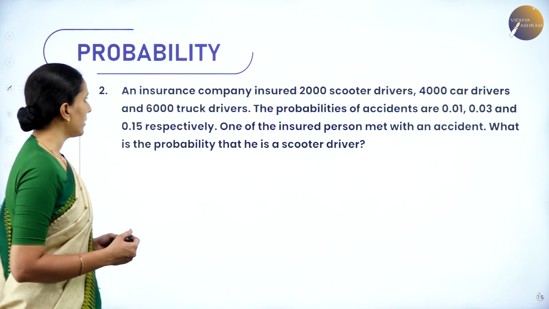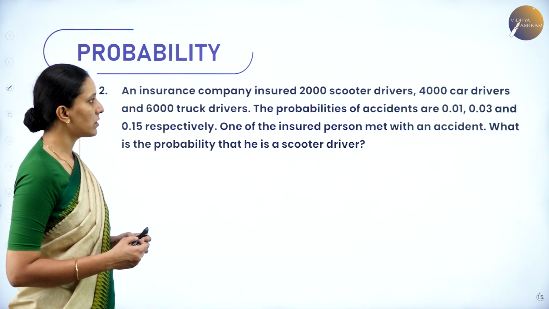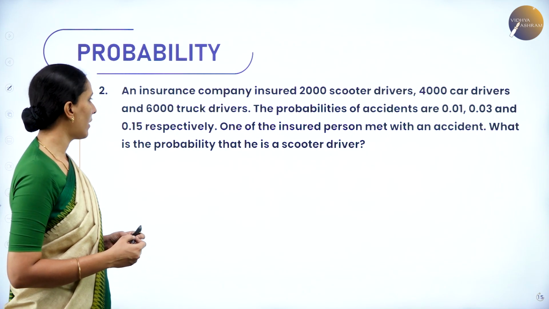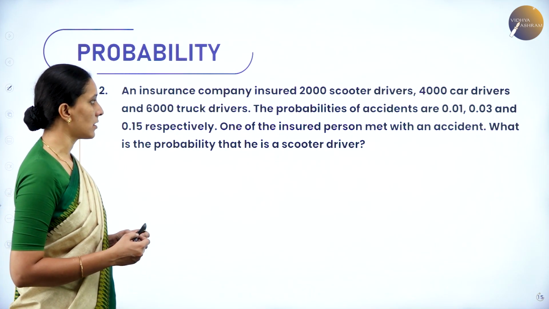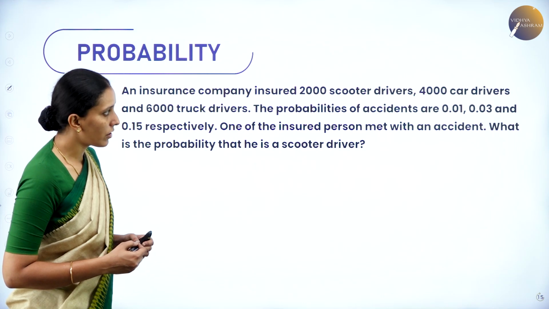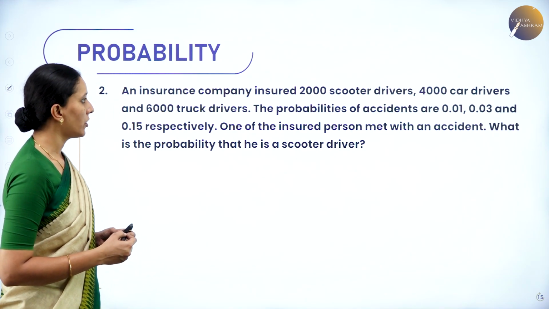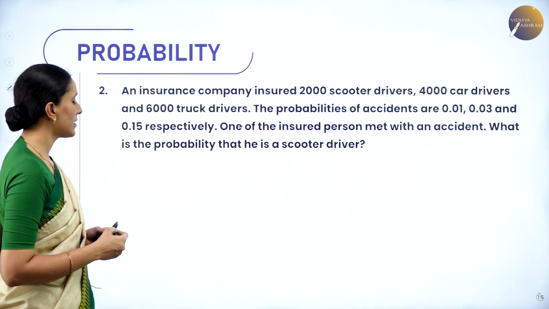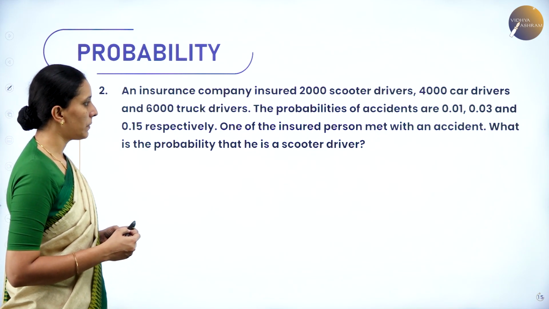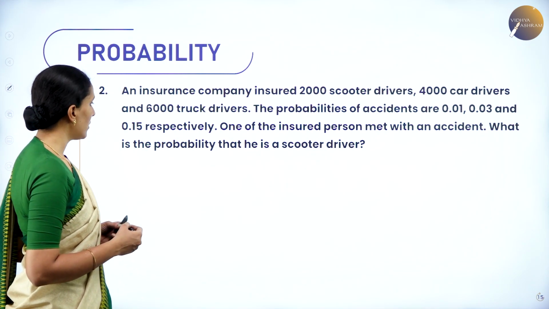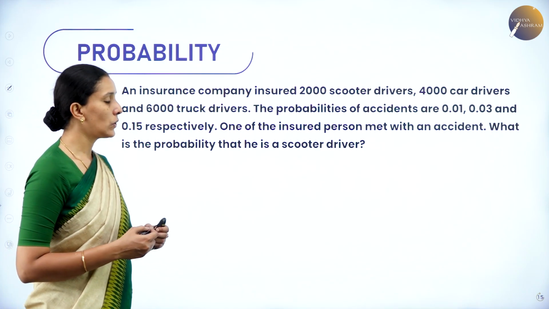Next one, an insurance company insured 2,000 scooter drivers, 4,000 car drivers and 6,000 truck drivers. The probability of accidents are 0.01, 0.03 and 0.15 respectively. One of the insured person met with an accident. What is the probability that he is a scooter driver?